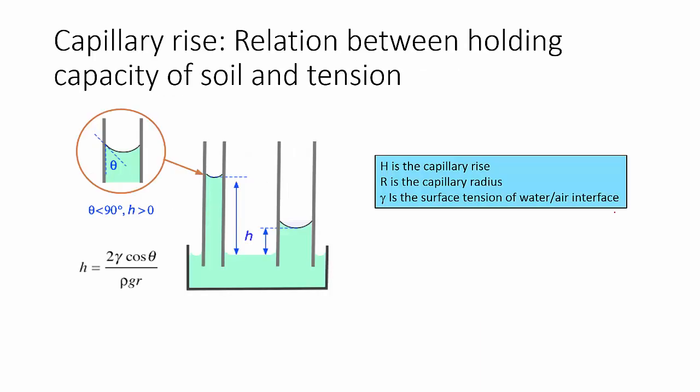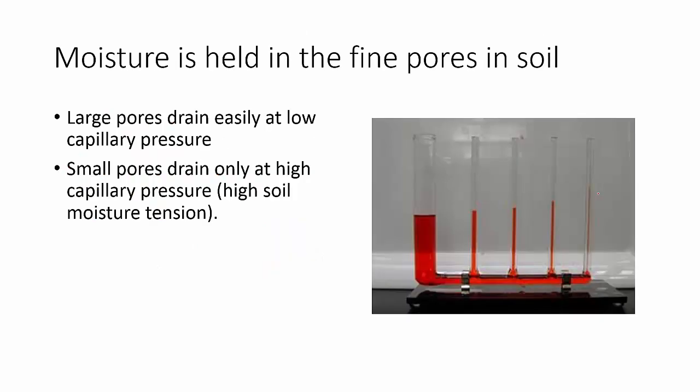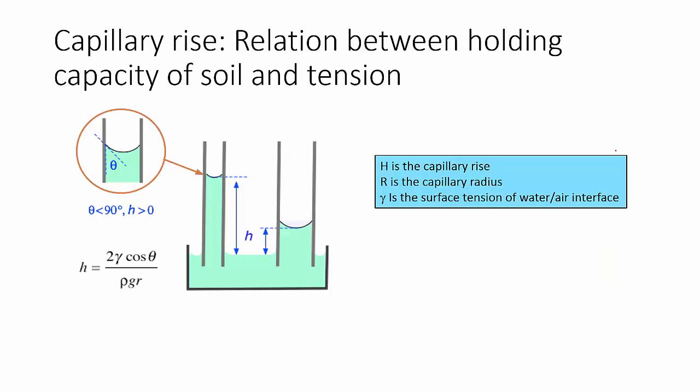So there's a relationship with capillary rise, and as you can see here, you have a small radius versus a large radius, and the height of the capillary rise is a lot larger whenever you have a smaller radius or diameter. The same thing applies for pores, small pores or large pores. So the capillary rise is the relation between the holding capacity of the soil and the tension. This is the equation that describes how much that height will be.